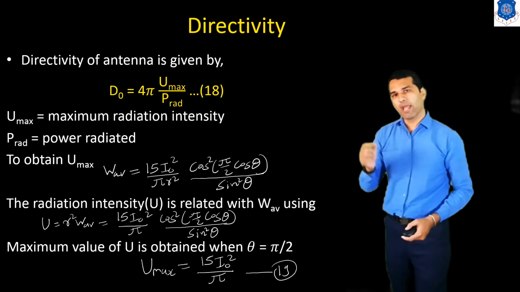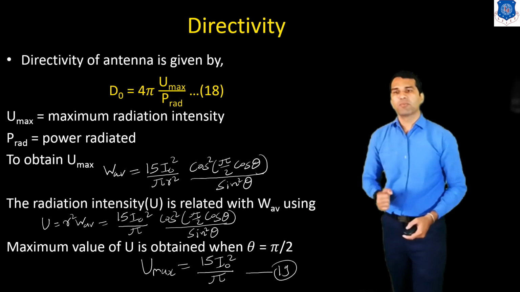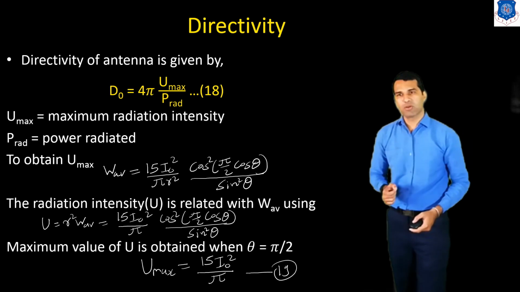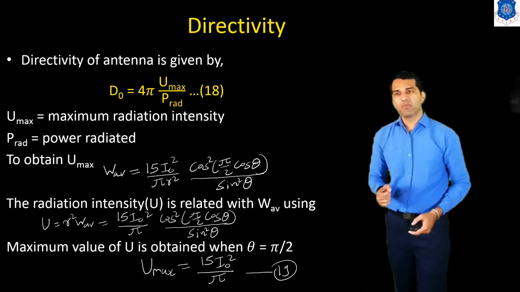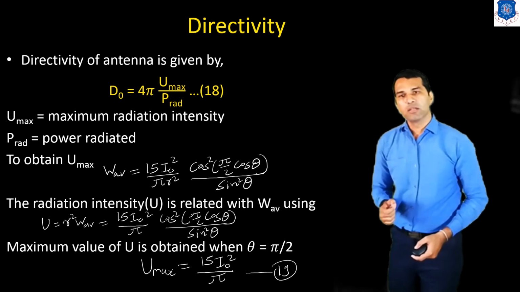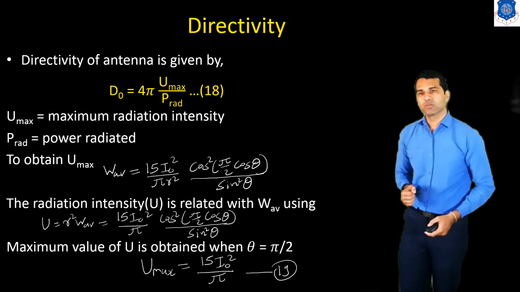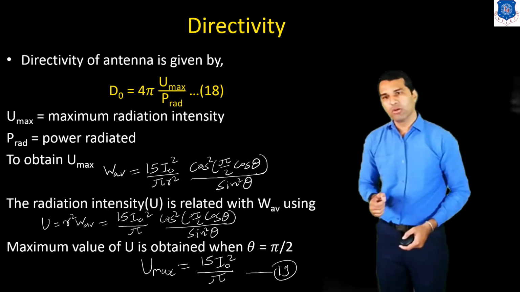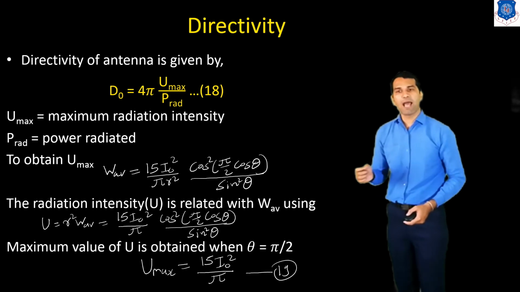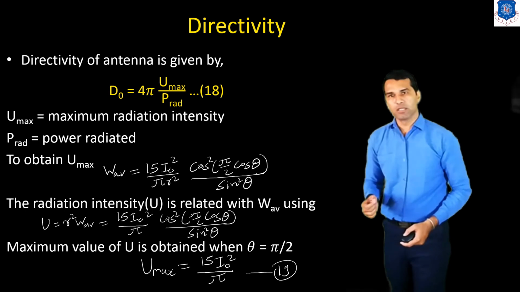The r square cancels with the denominator r square. So we get the equation 50 I0 square upon pi, cos square (pi by 2 cos theta) upon sin square theta. And for the maximum value, we know that the intensity is maximum when theta is equal to pi by 2. So instead of theta, we put pi by 2 in the cos theta. We get the maximum value U max equal to 50 I0 square upon pi. So this is the maximum intensity.